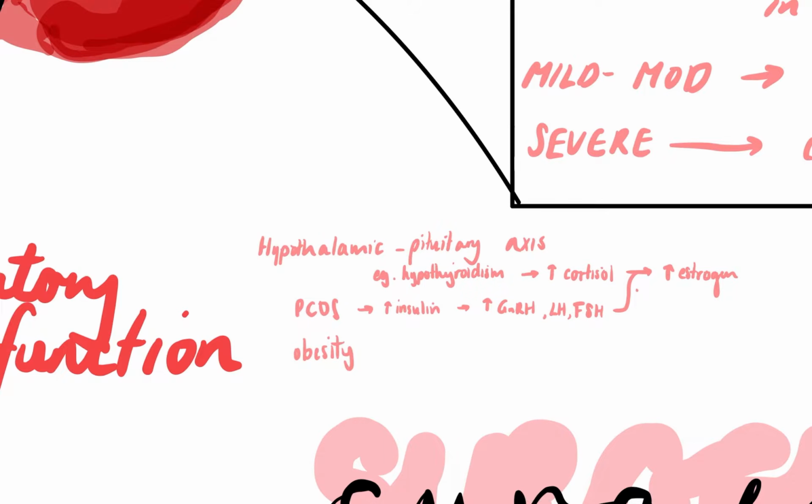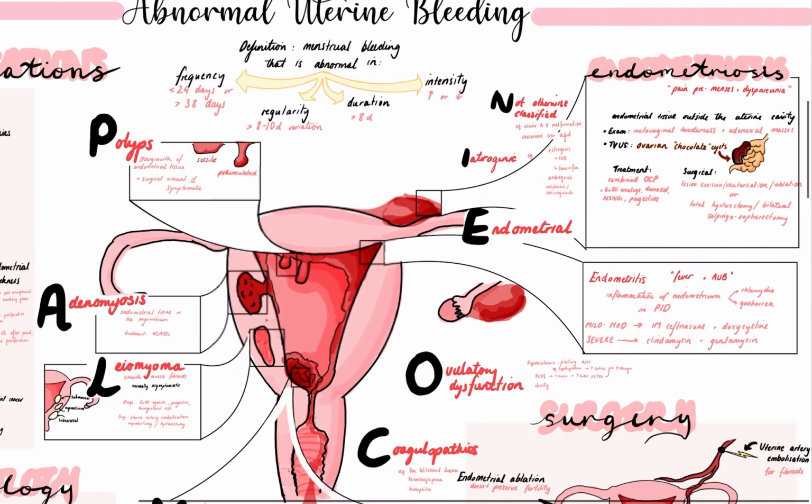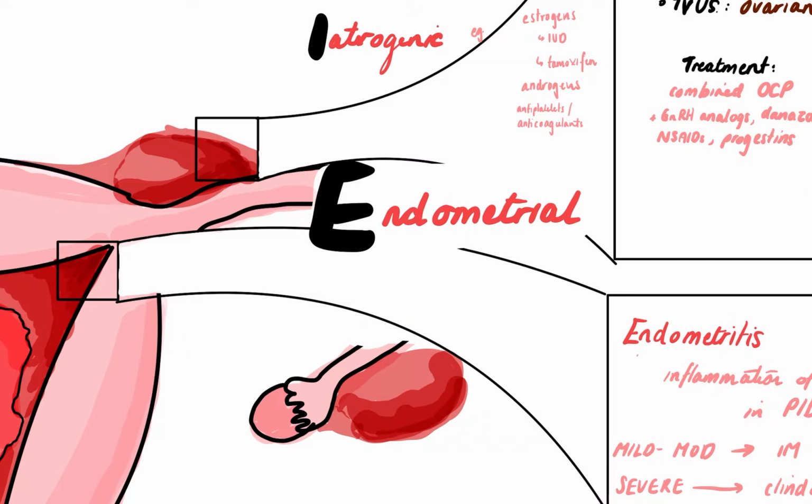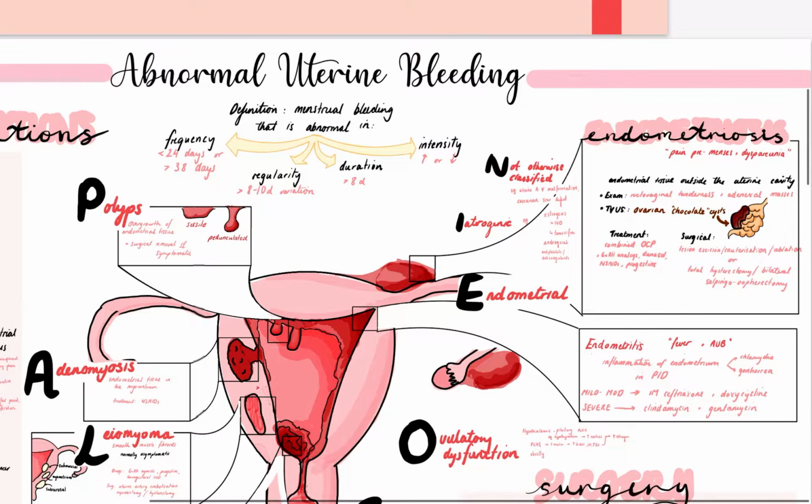Obesity can also result in ovulatory dysfunction. Now, the next thing is endometrial causes, and this is a very important category. I have two main examples here: endometriosis and endometritis. But you can also have something that's simply called endometrial dysfunction, which is a diagnosis of exclusion where your endometrium is dysfunctioning and sloughing off or bleeding irregularly.